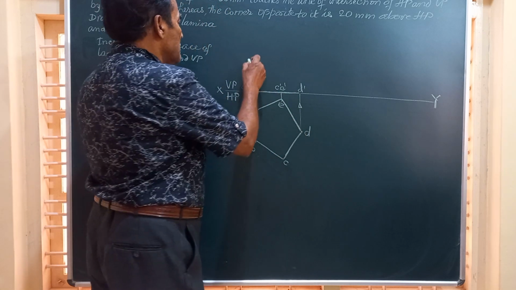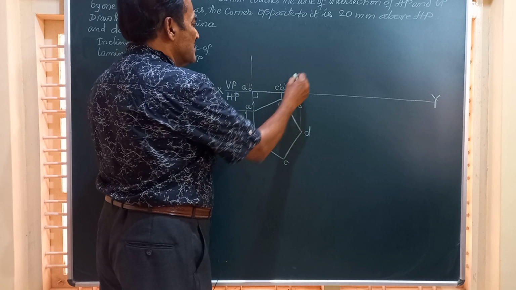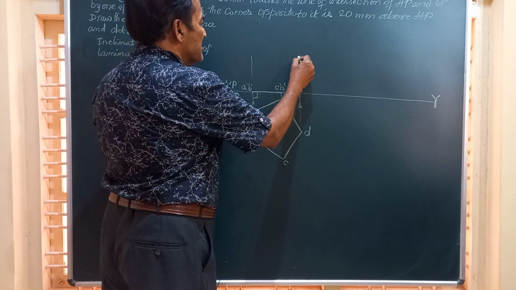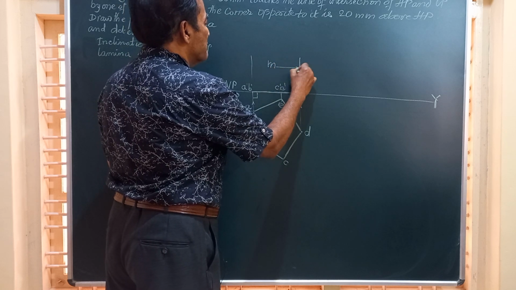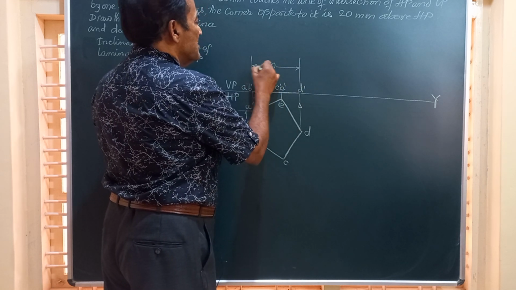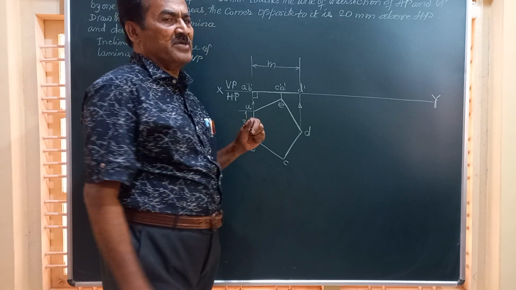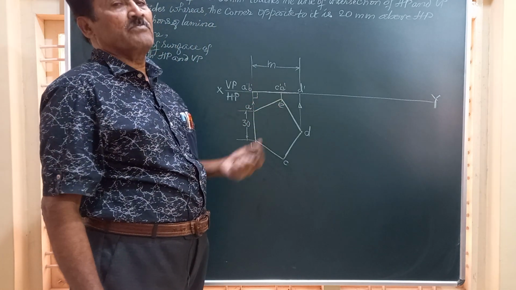Friends, we will call this distance between AB and this D as M. This is only for the purpose of redrawing the figure; we are making this arrangement. This length can be measured.